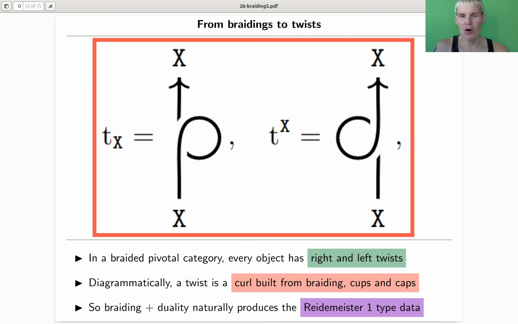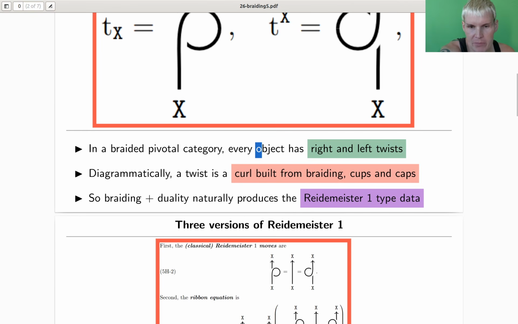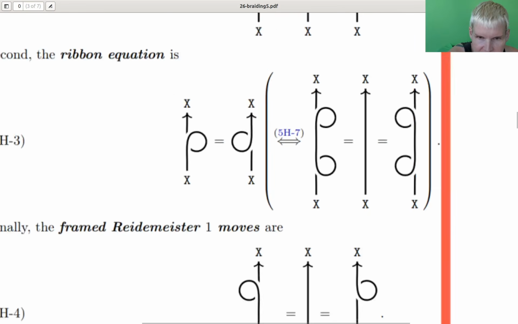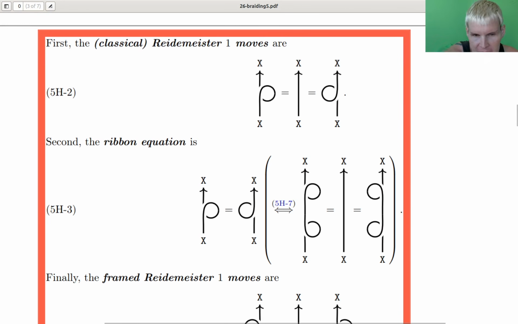So the last thing we need to sort out here is how the Reidemeister 1 move behaves with this general concept of a braided, rigid, whatever you want to call it, category. I'll give it a nice name in a second, right? You have braiding and you have caps and cups. Very good. Three versions of Reidemeister 1. Turns out you need three versions of this. And they're called, first, the classical Reidemeister 1, which satisfies that thing.